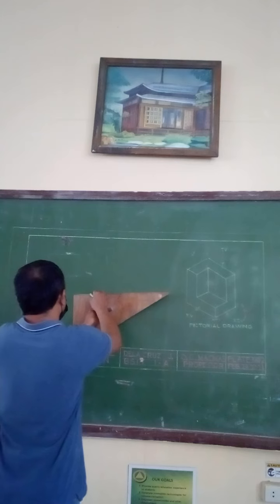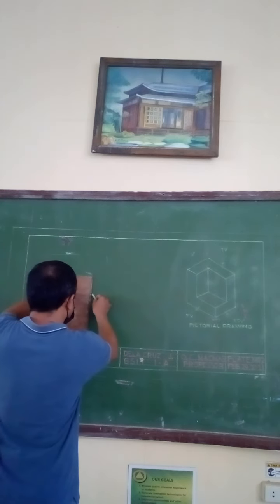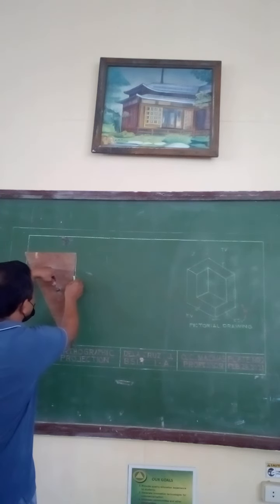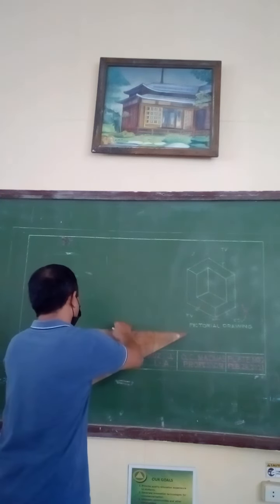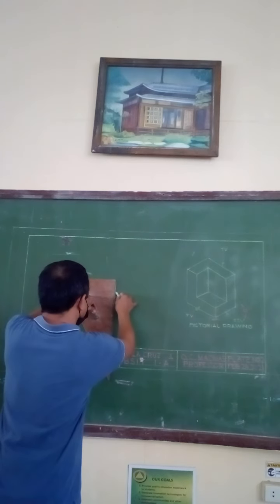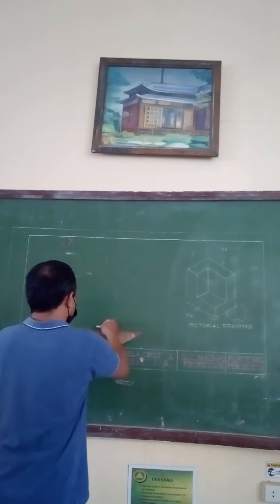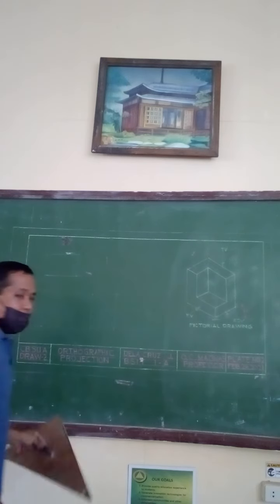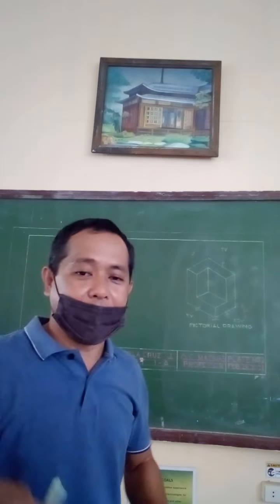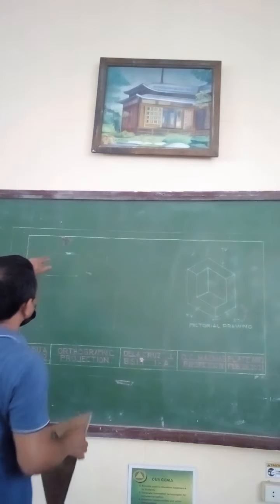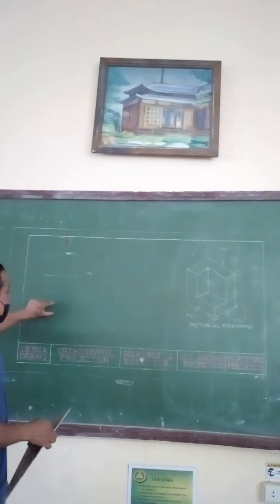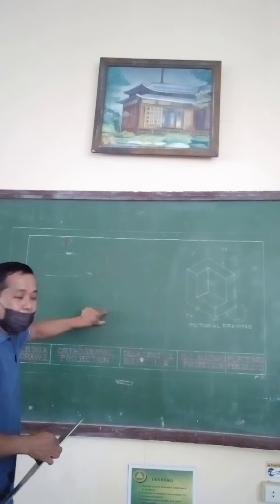Another thing is, get the distance from this point up to here, then transfer it here on the right side to get the right side view. And then, again, get the width and transfer it here. Therefore, this is now the enclosed square shape of the right side view. So we have now the top, the front, and the right side view.